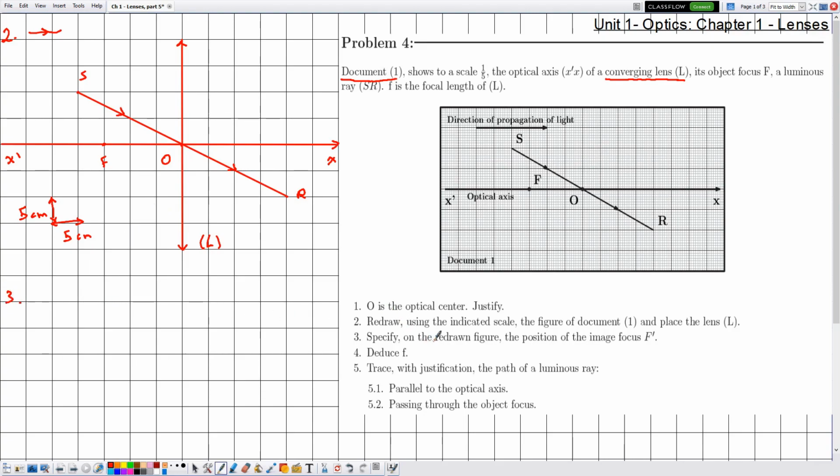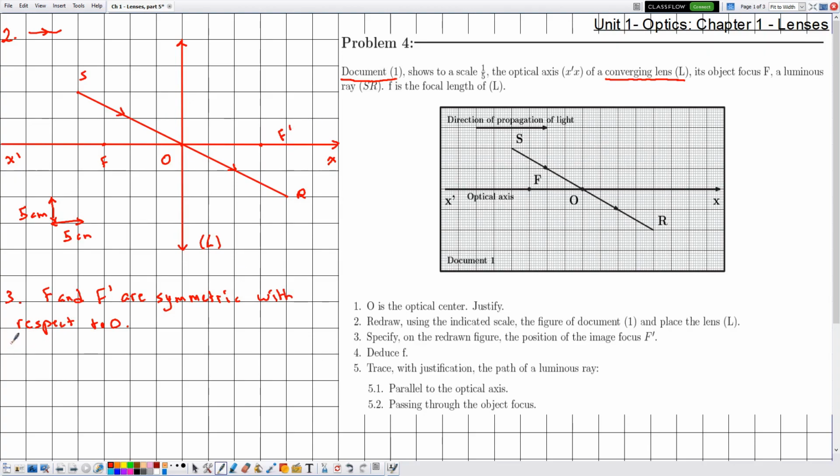Now in number 3 they are telling me to specify on the redrawn figure the position of the image focus F prime. We already know the position of the object focus. We can deduce the position of the image focus F prime because we know that F and F prime are symmetric with respect to O. Here recall that the word specify means that we need to justify. So this is the justification, but this is not enough. We need to locate the point F prime on the optical system. So 1, 2, 3. The point F prime is located 3 divisions behind the lens.